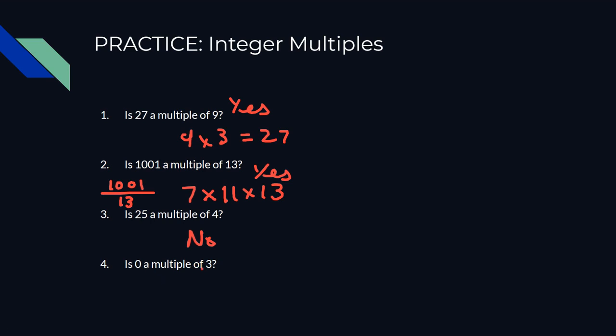And is 0 a multiple of 3? The answer is yes. 0 is actually a multiple of every single number because any integer times 0 is equal to 0. So, 0 is a multiple of every integer.